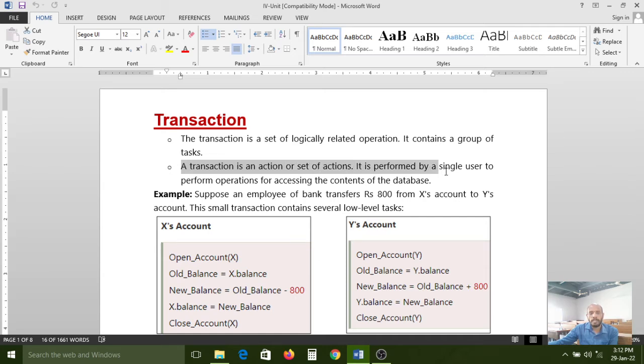It is performed by a single user to perform operations for accessing the contents of the database. For example, if you want to transfer 100 rupees from your account to your friend's account, that is called one transaction. That type of operation is called one transaction.